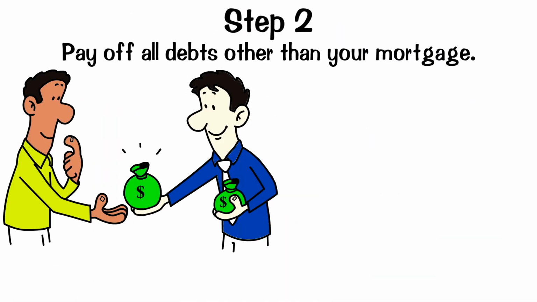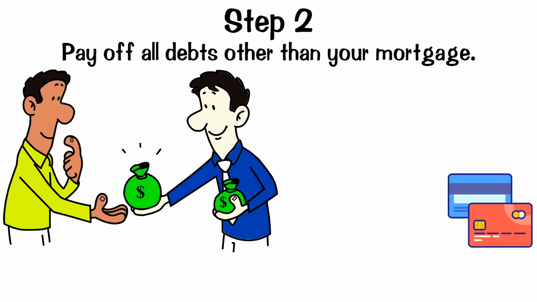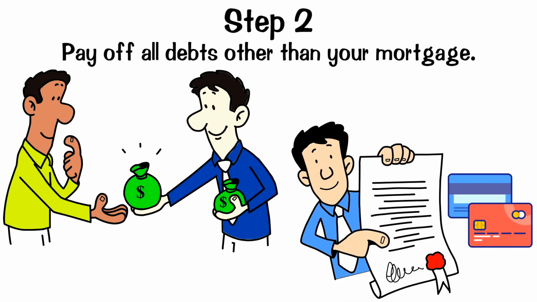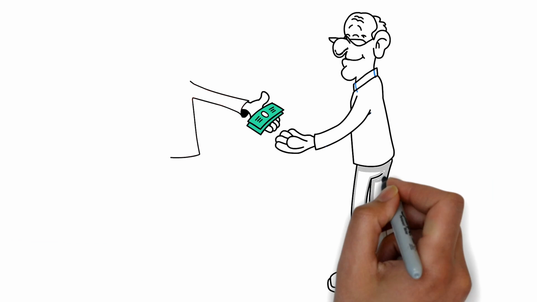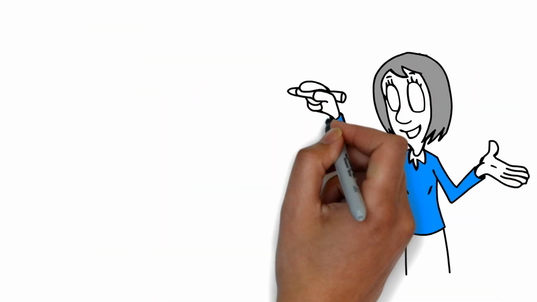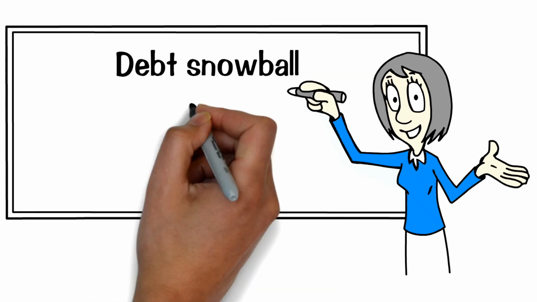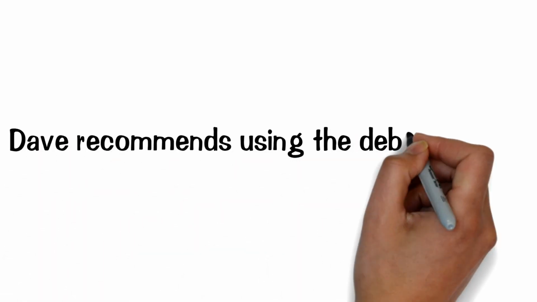Step 2, pay off all your debts other than your mortgage. Okay, so this includes all credit cards and other debts you may have. Do you owe your uncle some money? Pay it off now. At this point, it is critically important to understand the difference between the debt snowball versus debt avalanche, and Dave recommends using the debt snowball.